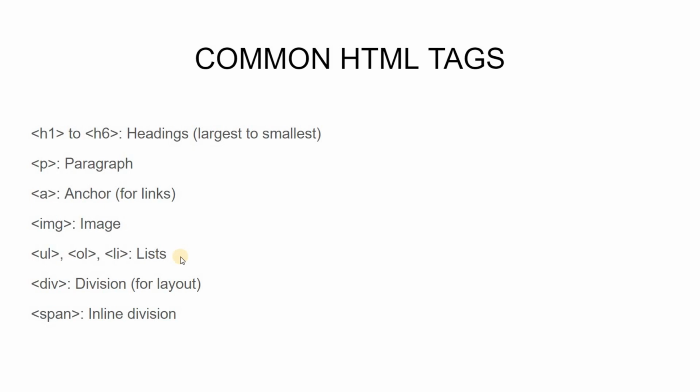And then we have the lists. OL is an ordered list, and LI is the list item tag, as well as UL, which is an unordered list. And then the div tag. This is normally used for layouts and grouping elements. It acts like a container that helps in organizing your content. And then we have the span tag, which is inline, for division of your content. So there are very many other tags, but these are the most common ones.